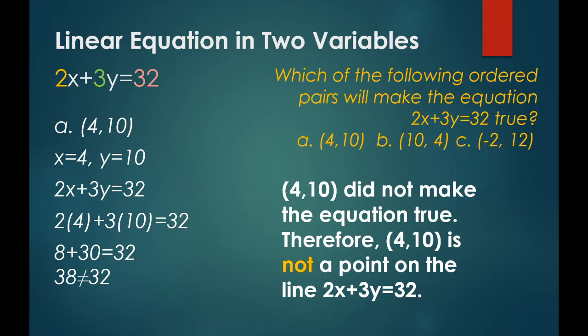Ay, ganun pala yun. Kapag naging true ang equation dahil sa ibinigay na coordinates, yun palang coordinates na yun ay point on the line. Nakita nyo yung mga points kanina sa line, di ba? Nasa line lang siya. Ibig sabihin dito, sa ating example na 4, 10, naging false siya eh. So, ibig sabihin, hindi siya nasa line na 2x plus 3y equals 32.